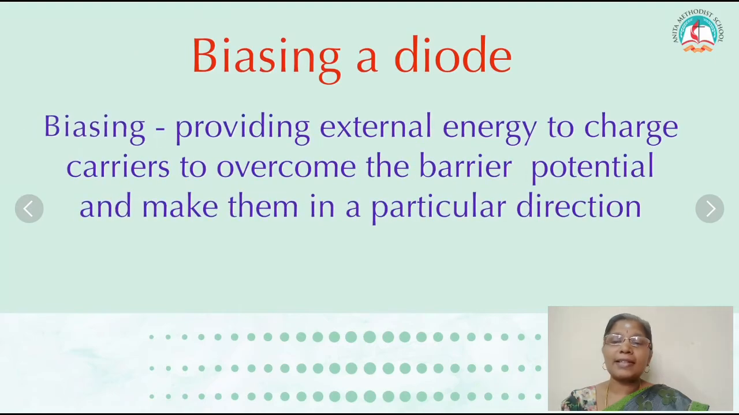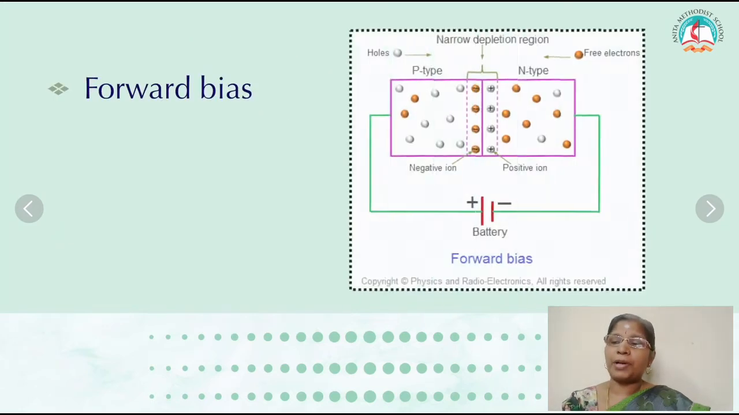Now, on the biasing side, two types of biasing are there. What is meant by biasing? Providing external energy to charge carriers to overcome the barrier potential and moving in a particular direction, that is called biasing. Biasing a diode, two types of biasing are possible.